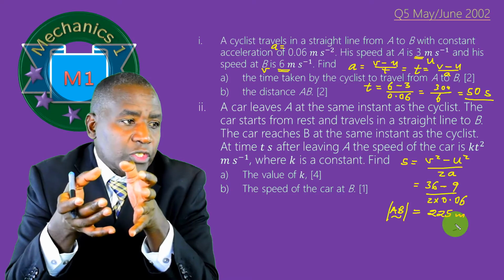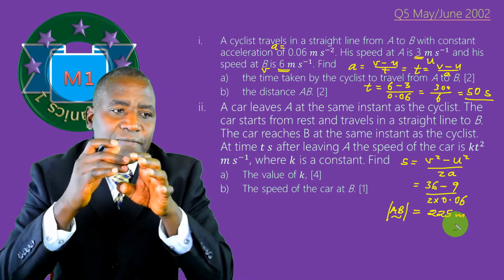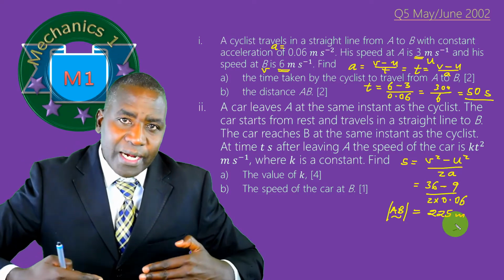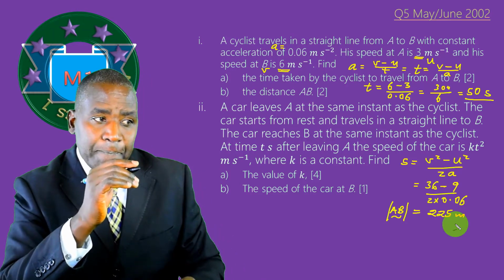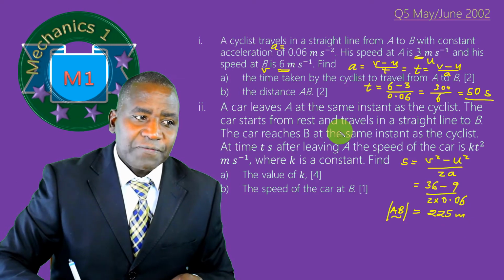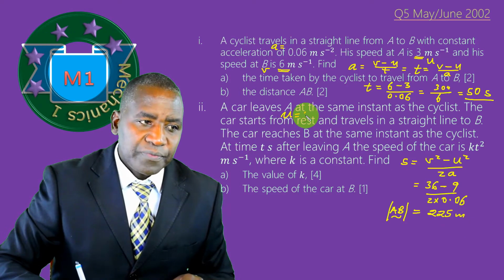Now in part B, we are told that a car leaves A at the same instant as the cyclist. In fact, they leave at the same instant. As the cyclist is leaving, the car is also leaving, but the car is traveling differently. The car starts from rest. So, as far as the car is concerned, U is 0.